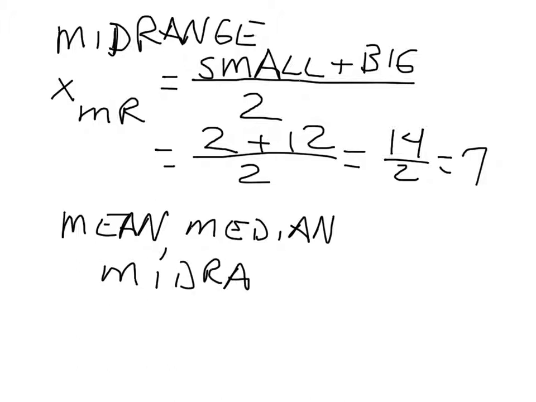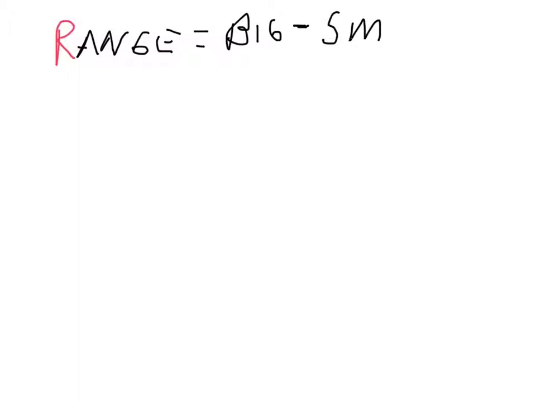Now, in the next set, we're going to talk about measures of variability. So hang on for 1 second. We'll flip the page. One is just the range. The range is the big one minus the small one. So in this case, it's going to be 12 minus 2, or 10.